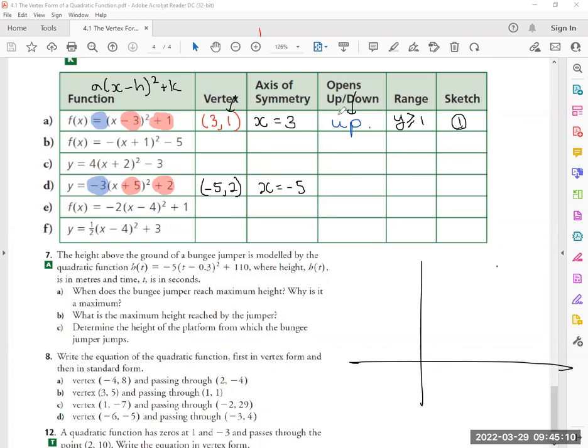Take a look at the A value now for opening. It's a -3, so it must be opening down. And using this information, I am going to quickly sketch. So I'm going to call this number 4 in my homework page, because it's D. My vertex is -5, 1, 2, 3, 4, 5 to the left, and 2 up. There's my vertex, and it's going to be opening downwards very, very fast. Remember, this is just a very quick sketch. Doesn't have to be super accurate for now.